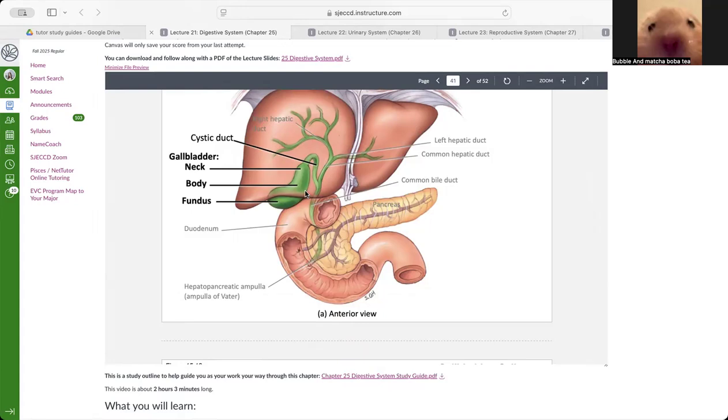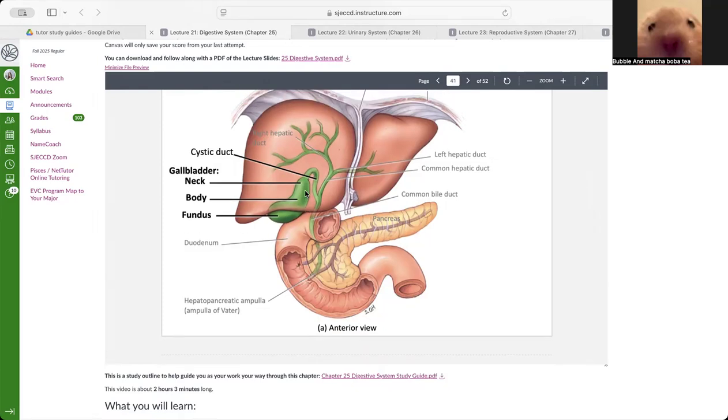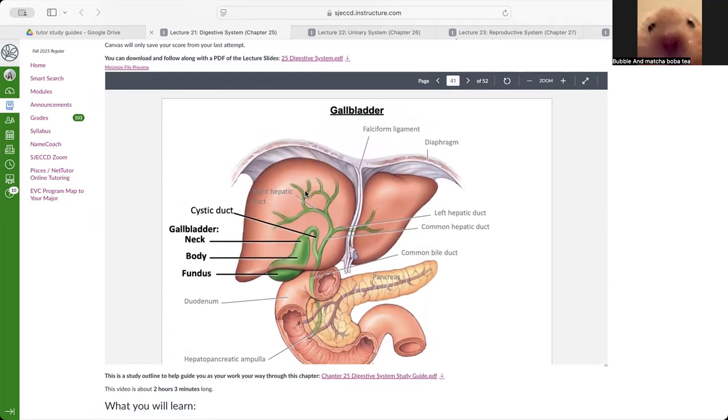Okay, so basically, the gallbladder stores and concentrates bile as needed. It has a neck, body, and fundus. It connects to the cystic duct, which allows it to take any leftover bile from the liver and store it in the event that you aren't digesting food. So the liver is constantly producing bile, but you are not constantly eating food.